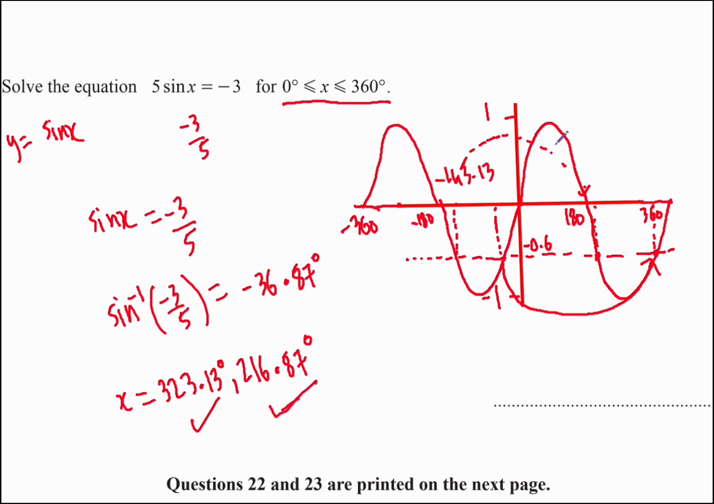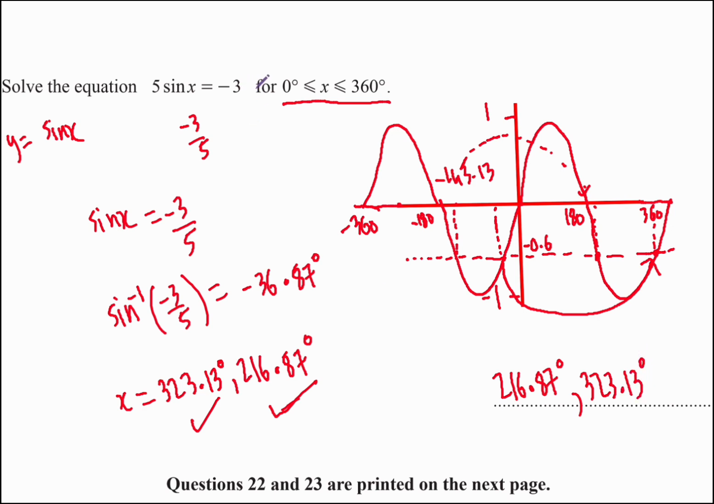And that makes sense, right? We had to use the properties of this graph. It's very symmetric and repeats every 360 degrees. And that ended up getting us the two answers we need. So we got 216.87 degrees, and we got 323.13 degrees.